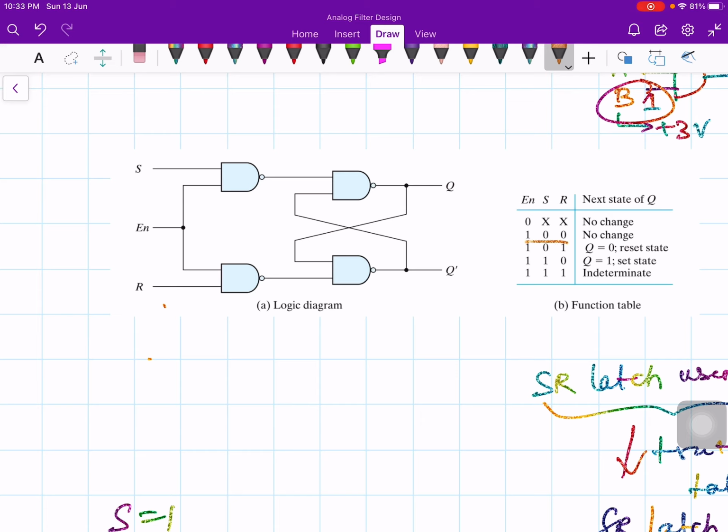Now take the next state, this one. Enable input is 1 and this is 1. If any one input is 1, then this point becomes S bar. This R becomes this point, R bar. Okay, and when S equal to 1 and R equal to 0, then S bar becomes 0 and R bar becomes 1. If any one input is 0, what is output? Output is 1. If Q bar is 0, what about the Q? Q is 1, right? So look at here, this is 1.